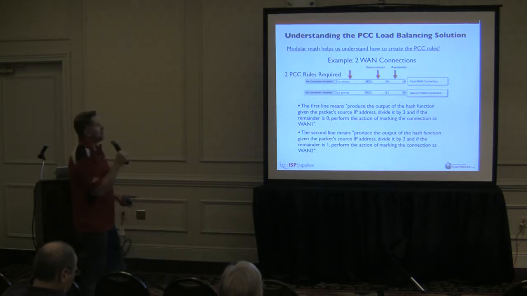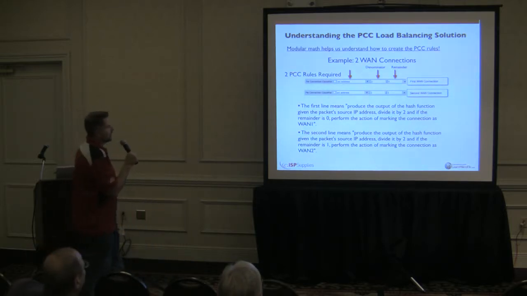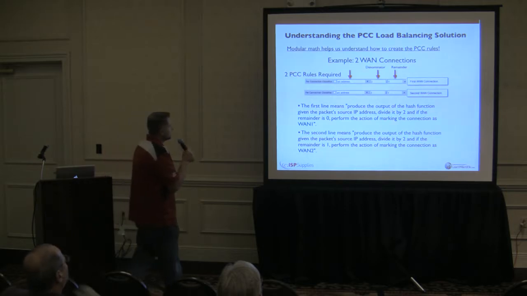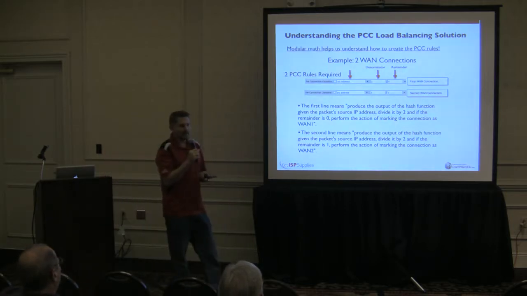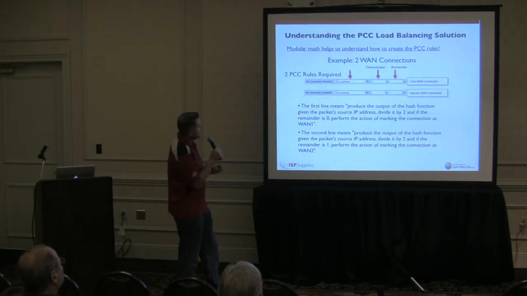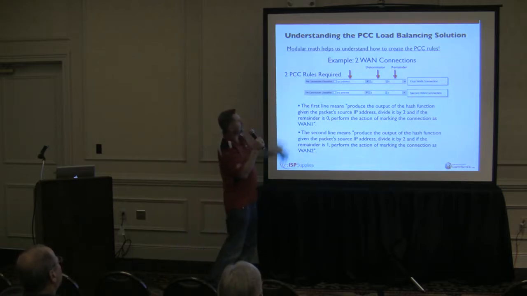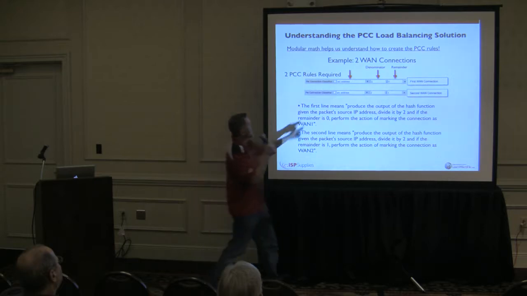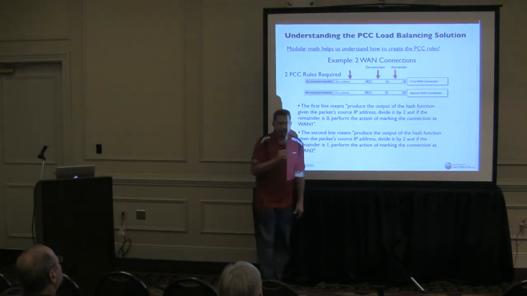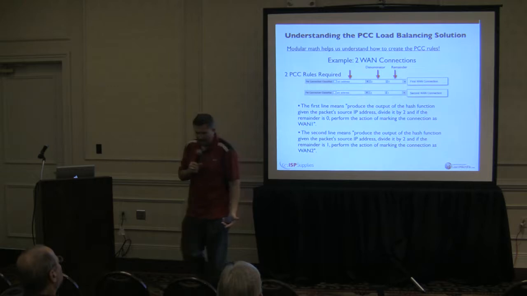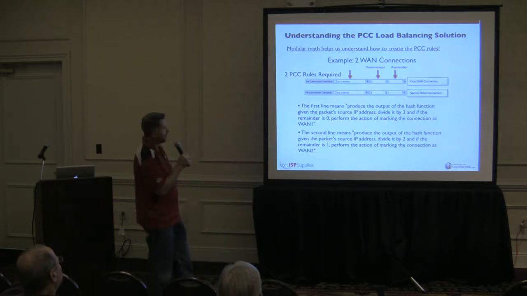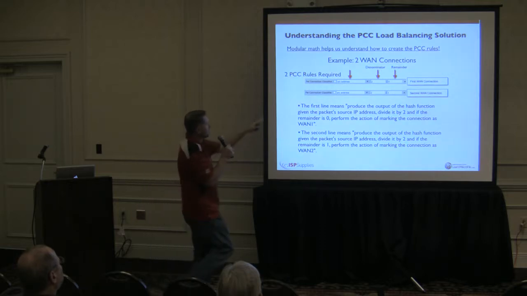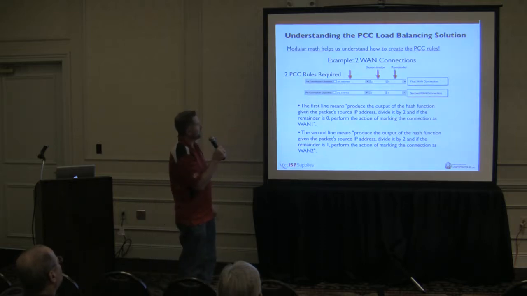So modular math helps us understand also how to create the PCC rules. If we're going to create a setup to load balance on 2 connections, 2 WAN connections, we're going to need 2 PCC rules. Now, the classifier that we picked is up to us. In this example, I picked source address because it's fairly easy to understand. That is, where did the packet come from? So the hash is going to be constructed from that source address and create a value.